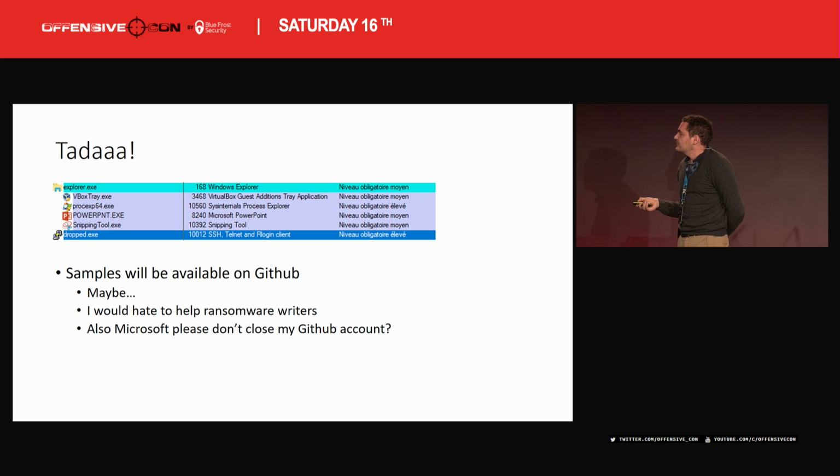So yeah, this is the result. You see my PuTTY, which was dropped by my dropper, and it's started with elevated privilege, in French. Maybe I will put samples on GitHub, but I'm really not sure, because I would hate to help ransomware writers. And if you saw the emails I received since 2014 when I published the antivirus bypass paper, I really think twice before I publish something. So I'm still not sure what part of the samples I will share.